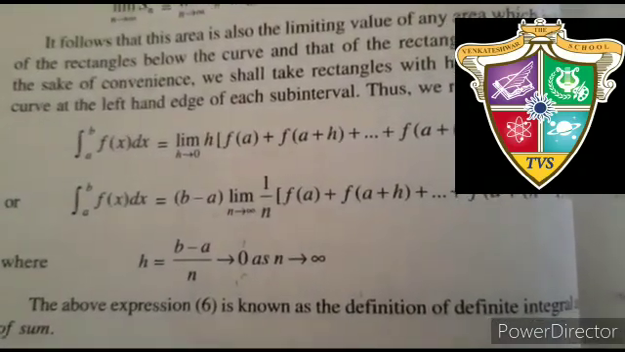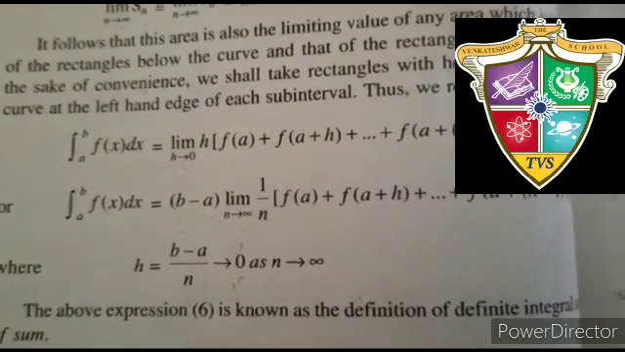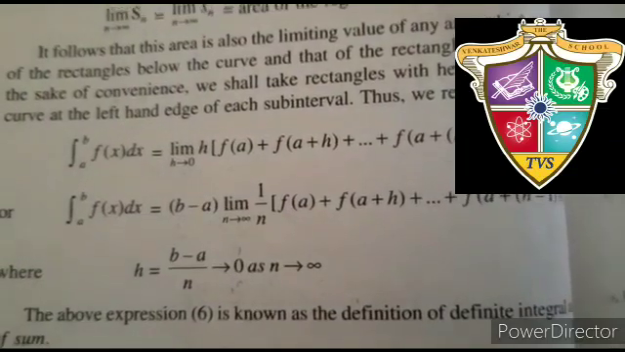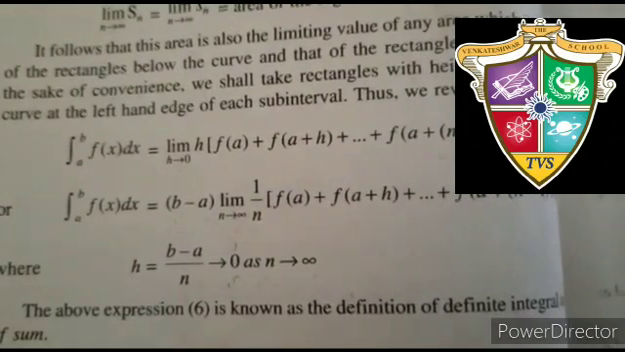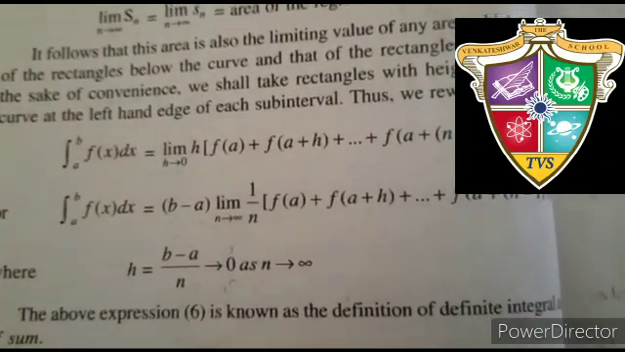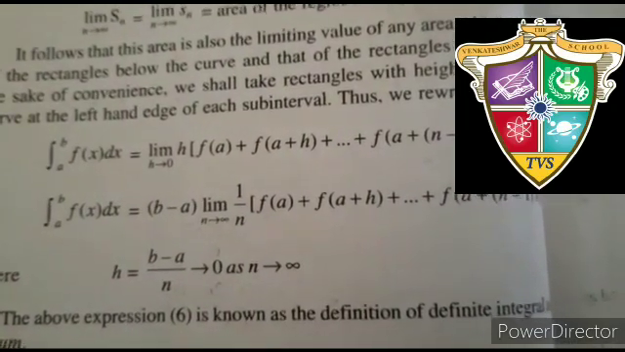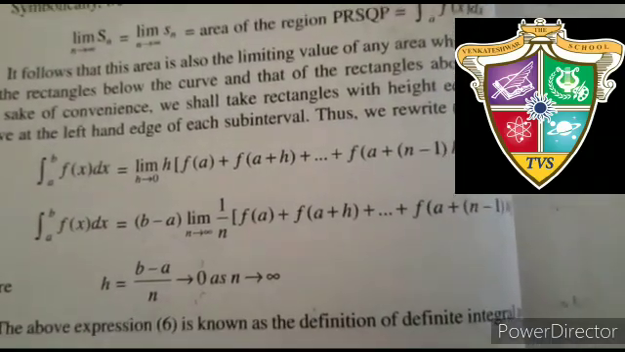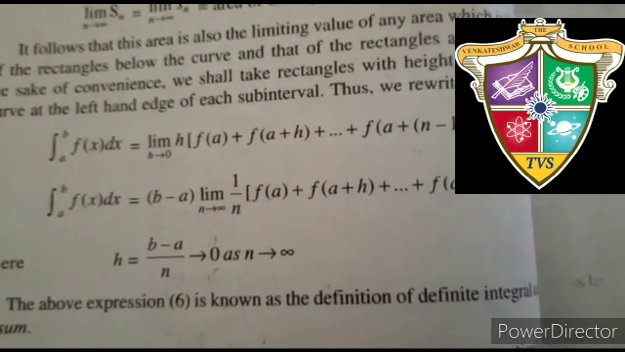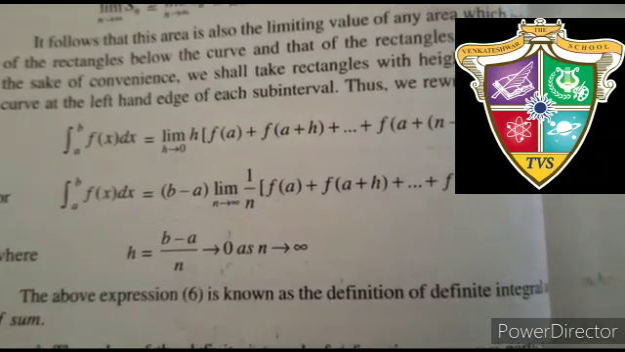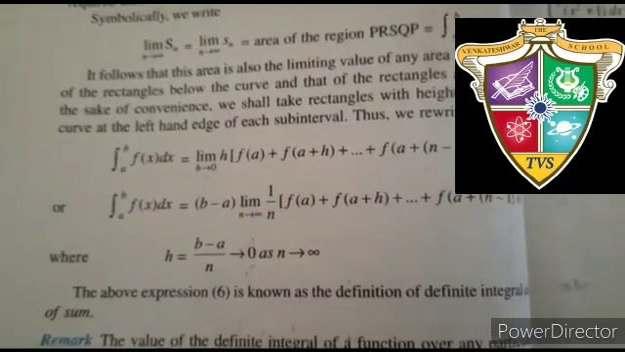Now here you can replace h by (b minus a) divided by n. The whole thing can be considered as limit n tends to infinity of (b minus a) by n. Within the bracket you add all the small regions, that is f(a) plus dot dot till you reach the last rectangle, which is f(a plus (n minus 1)h). Okay, so that's all for the formula. Now let us see how to apply this formula into a sum.